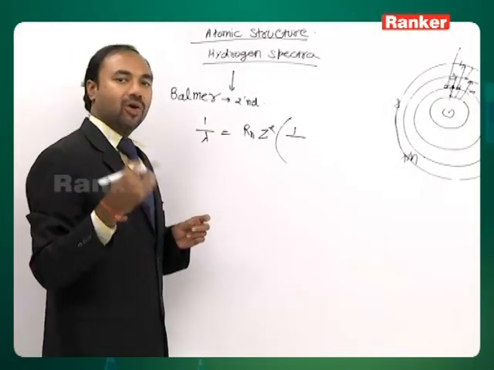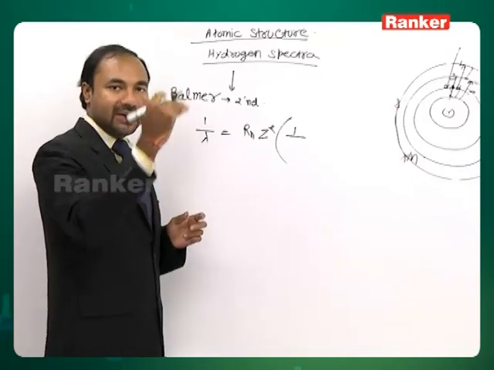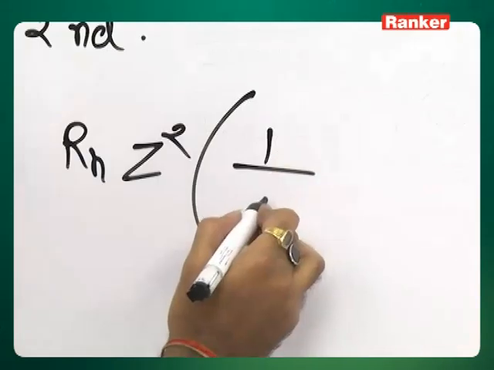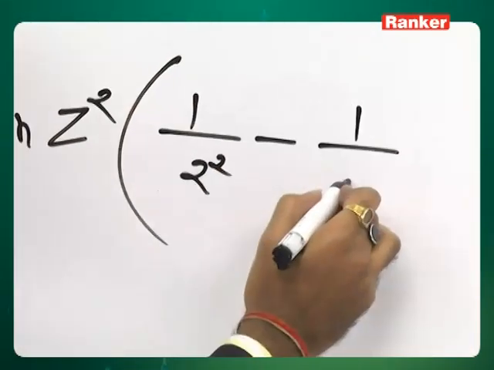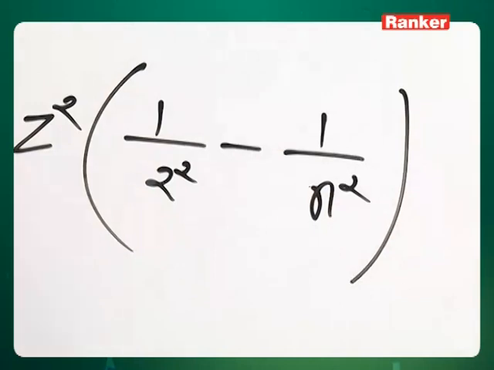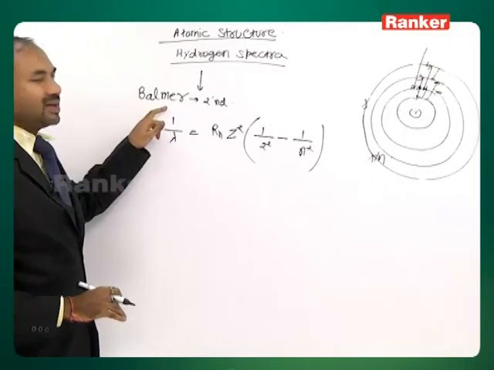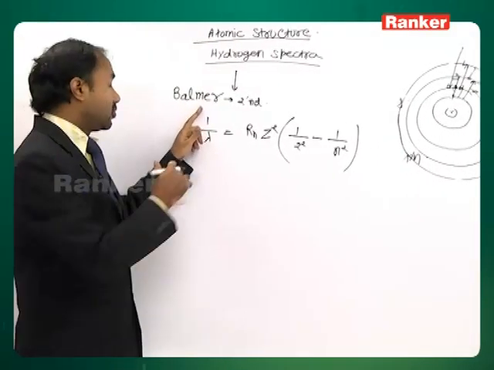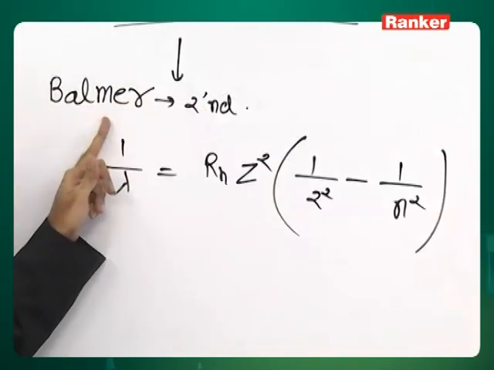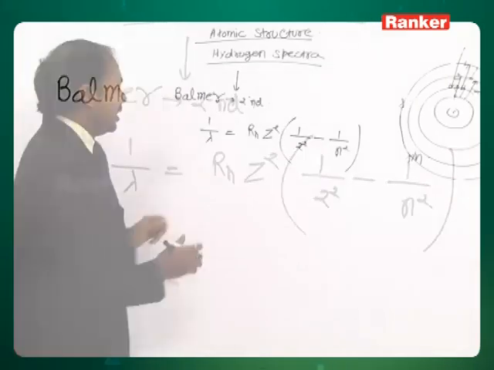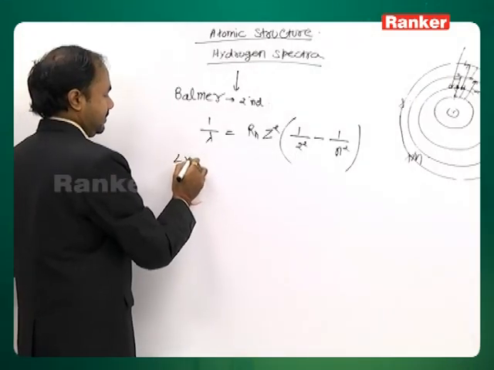Because the lower level will always be 2, because the electron had to de-excite up to second shell only. So it becomes 2 square minus 1 by any higher shell it may be. So this is N square here. This actually was not the first one to be discovered. The first series which we get in lines is Lyman series.